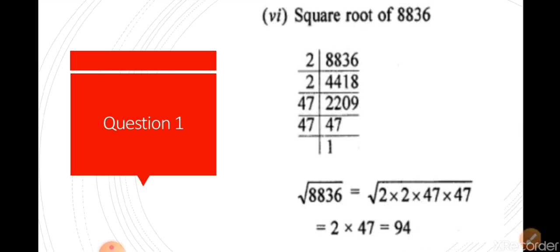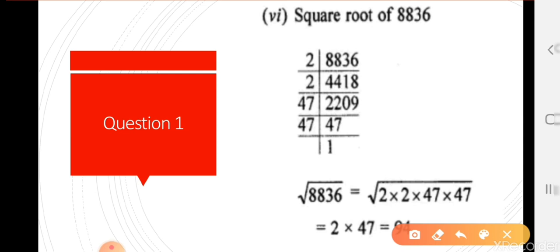Now next question. Square root of 8836. First 6 question. 8836, first it will go with 2. Then it will go with again 2. Now 4418, again it has gone with 2. Next it will go with 47. So 47, again it will go with 47. What has come? 94. So 94 will be your answer.